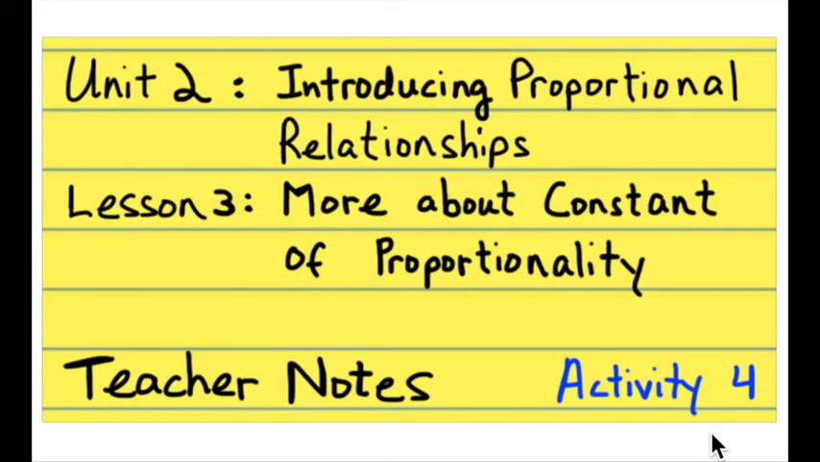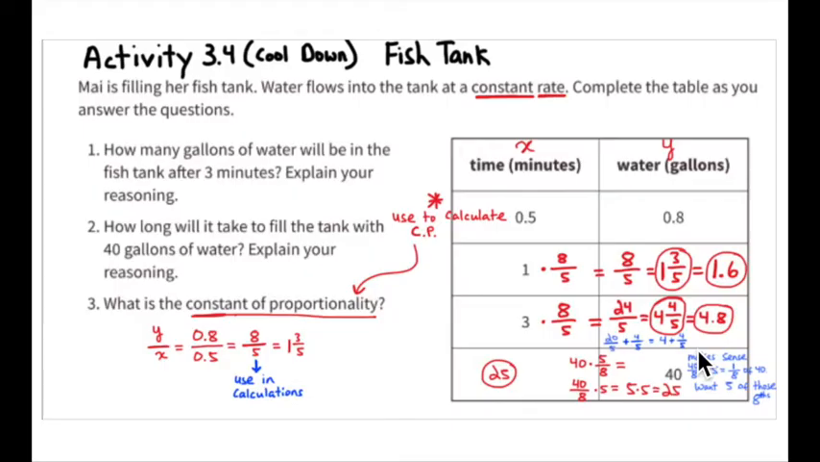This is the cool down activity for lesson 3. It's filling a fish tank. And so this fish tank fills at a constant rate. So you have to remember that constant rate means it's not changing. It's not speeding up or slowing down. So they have to give that to you, that it's a constant rate. How many gallons of water will be in the fish tank after 3 minutes?